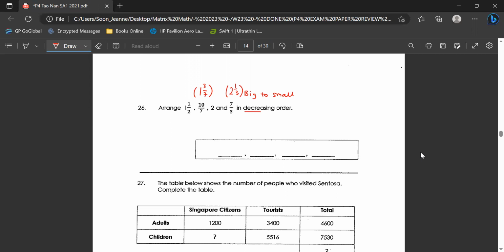So definitely this is 2 wholes, and this is 2 wholes and 1/3. So that means this 7/3 will be your greatest fraction, followed by 2 wholes. Then if you look at these two fractions here, this is 1 and a half, and this is 1 and 3/7. Definitely, you will know that the bigger one will be 1 and a half, and the next one will be 1 whole 3/7. So you write down the original fraction given, 10/7.